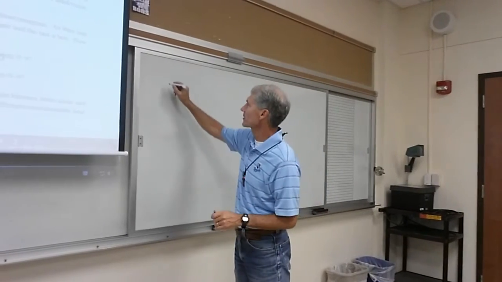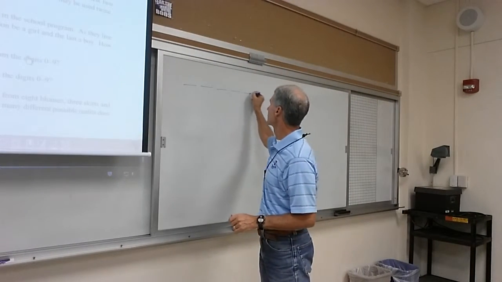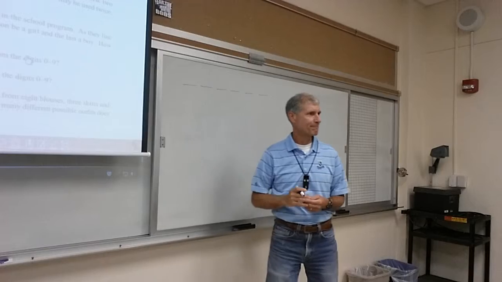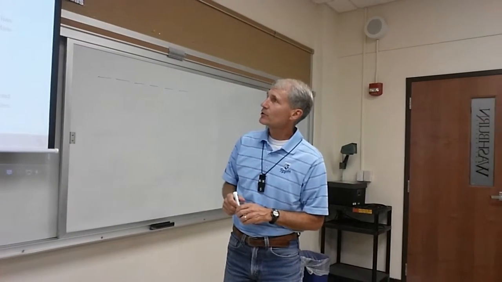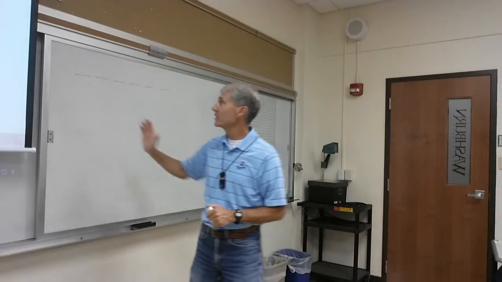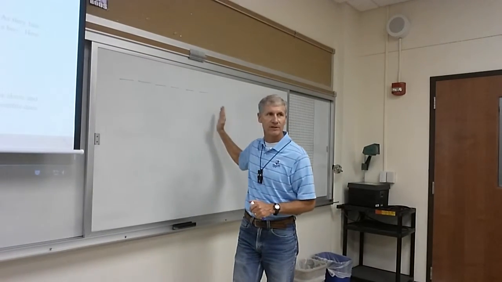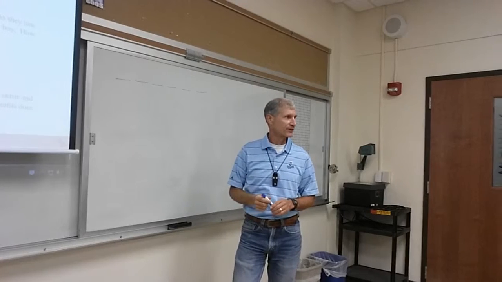I'm going to make a password. It's going to have 6 characters, so I'm going to make 6 blanks. Now, the first 2 characters must be letters. The last 4 must be numbers. And there can be no repeats. So you start filling in how many ways each blank can be filled.